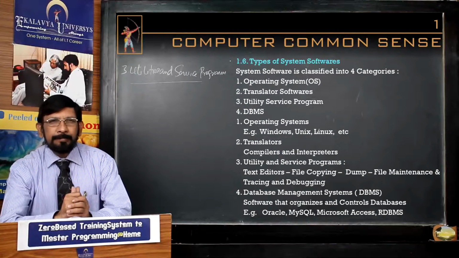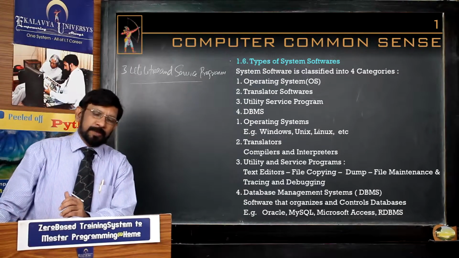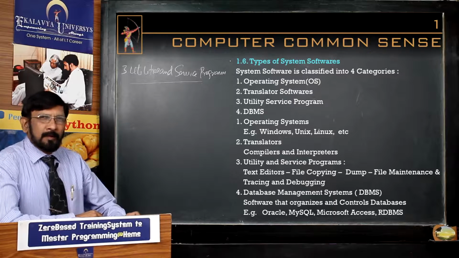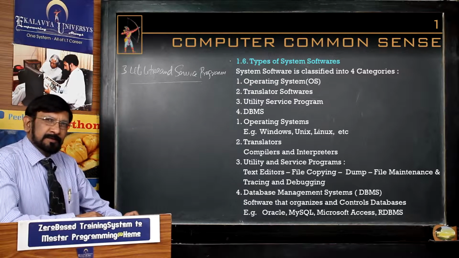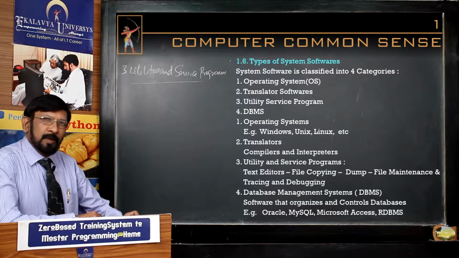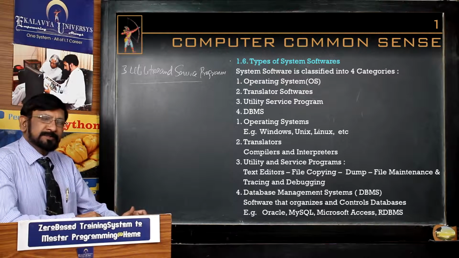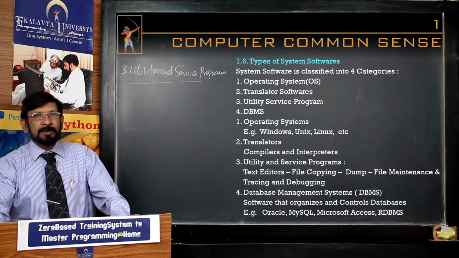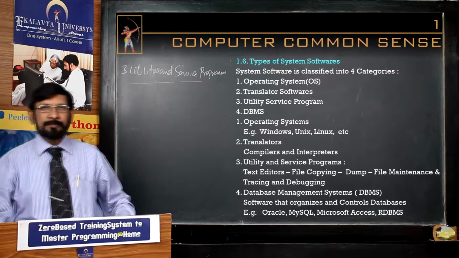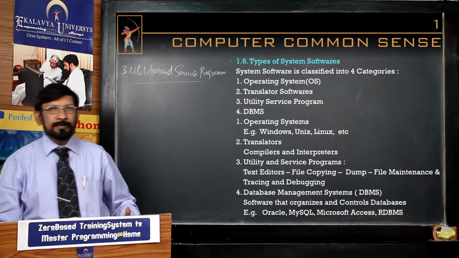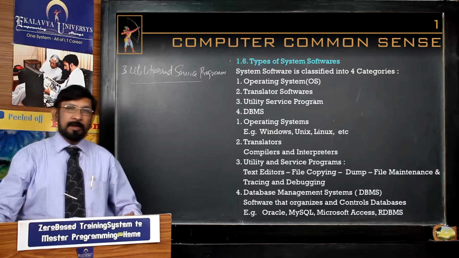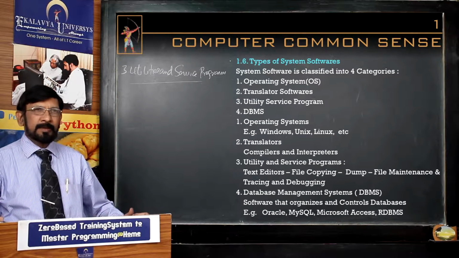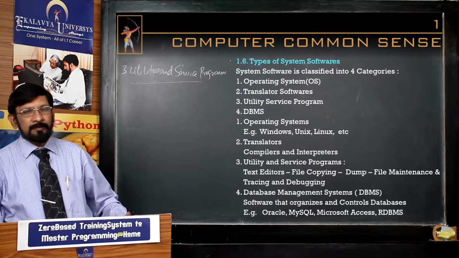The third category of our system software is utilities and service programs. While we are implementing our software tasks on a computer, we require several allied services. If we avail those services, our job will be very comfortable and we can complete our tasks smoothly. Otherwise, we have to face a lot of difficulty and pay a heavy price for that. That's why, as a part of system software, certain utilities and service programs are provided.